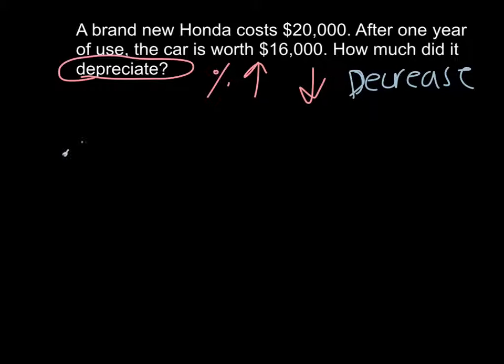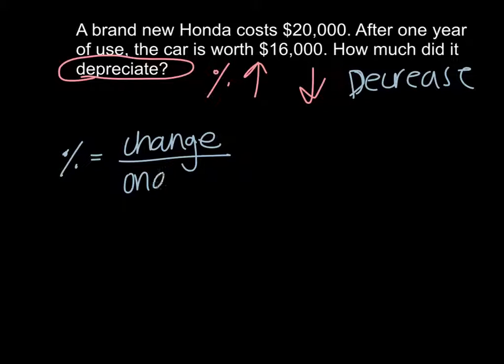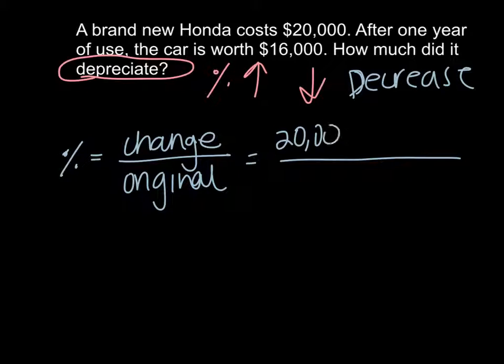So I'm going to set up my formula. It's the amount of the change divided by the original amount, and that'll give me my percent. So how much was it in the first year? $20,000. How much was it in the second year? 16. So I'm going to go ahead and subtract those two to find the change. Now, I put the 20,000 first because it's the bigger number. It doesn't matter what order you put them in, as long as you understand that you are subtracting them.